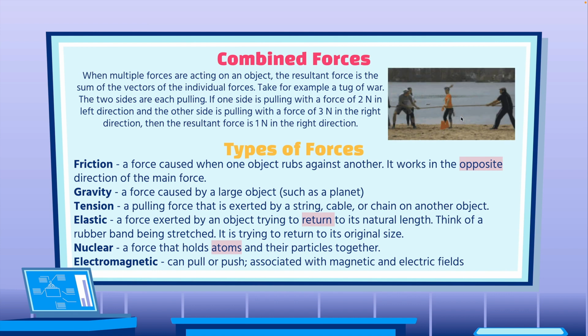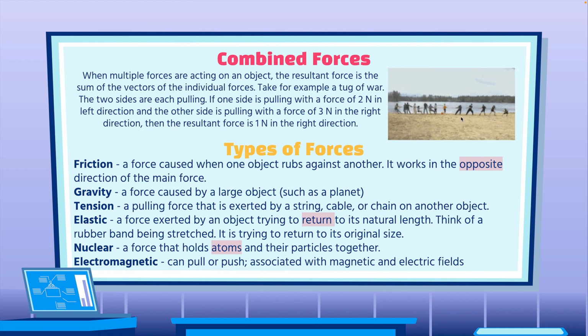Types of forces. Friction. A force caused when one object rubs against another. It works in the opposite direction of the main force. An example of this is sand.